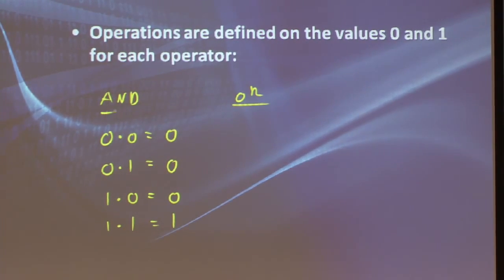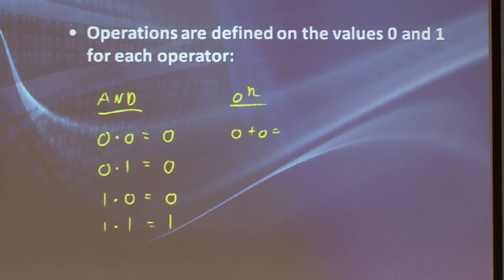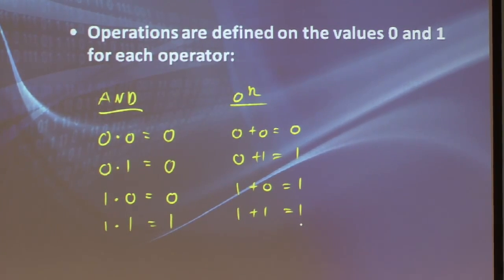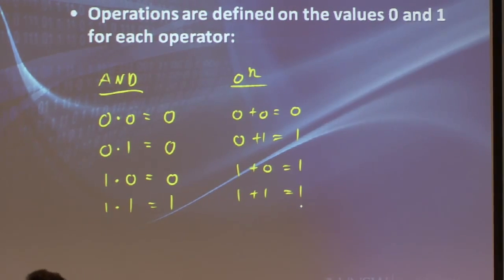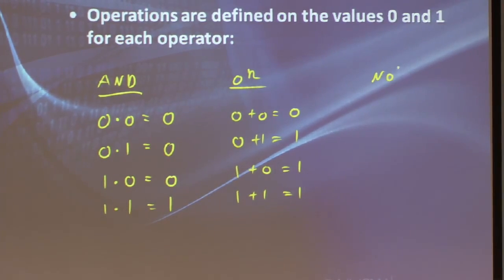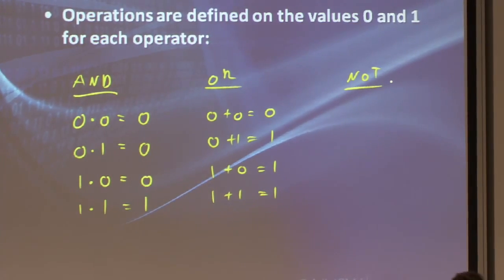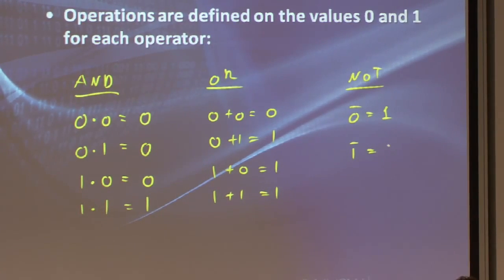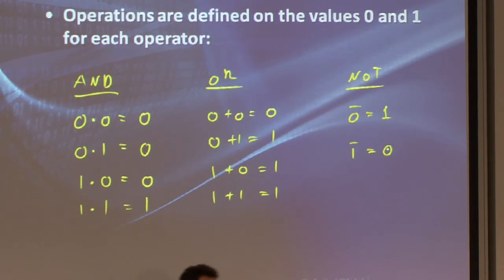Then we have the OR operation that is defined. 0 or 0 is 0, 0 or 1 is a 1, 1 or 0 is a 1, 1 or 1 is a 1. So the OR operation is 0 if both of them are 0, or it's a 1 if at least one of them is a 1. I think the NOT operation is fairly obvious. You have NOT 0 will be a 1, NOT 1 will be a 0. So we take the value, we negate it. Very easy for now.